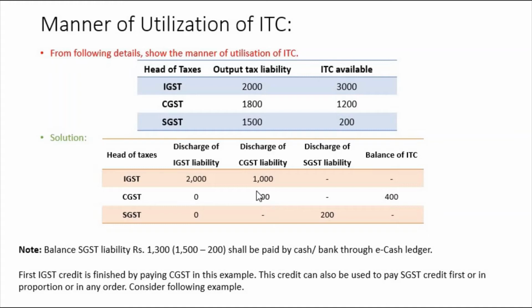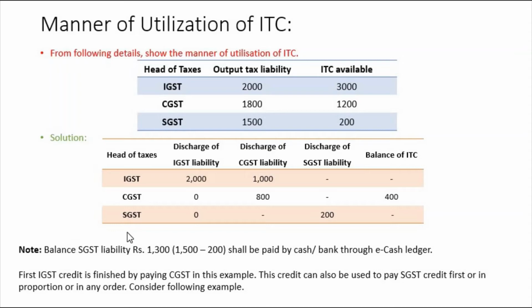Now this 800 is paid by this credit 1200, right? We had 1800, 1000 is paid, 800 was still remaining. This 800 is paid from 1200. How much credit is still available? Balance of ITC 400 is still available, right?